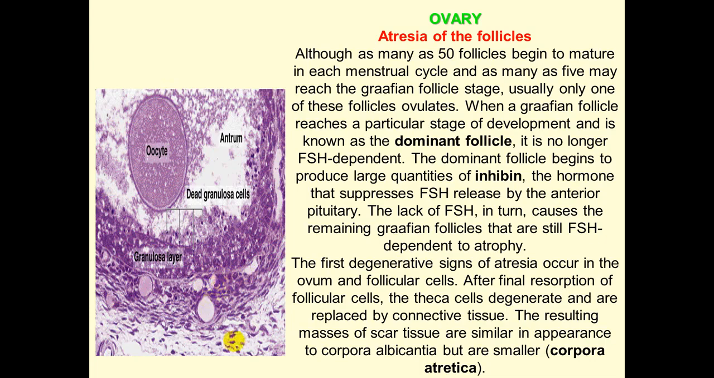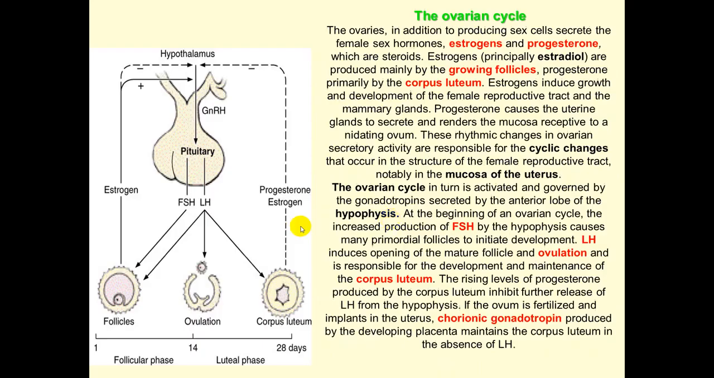delaminate, and step by step cavities appear in the theca, and step by step this follicle can be replaced by the connective tissue scar. But some can live, and some of the granulosa cells can stay and even produce testosterone, androgens. Now, ovarian cycle.